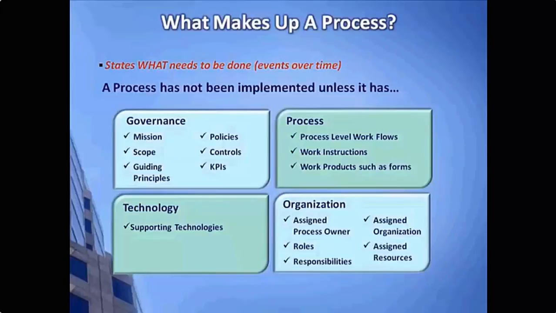And then from an organization perspective, we need to have an assigned process owner, roles and responsibilities for executing the process, making sure those roles and responsibilities are assigned to your IT organization, and then finally assigning real resources to fill those roles and make sure things are being executed. Again, remember, unless you build all the items that are shown in this slide, you essentially will not have a process.